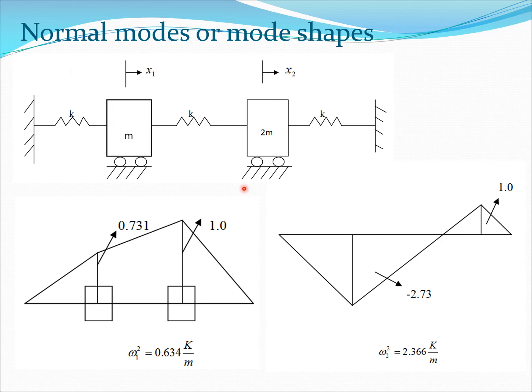So these are the two natural modes or normal modes or modes corresponding to the two natural frequencies, and these are often referred to as mode shapes. This particular shape is referred to as a mode shape because it essentially tells you the type of motion which this body is going to take depending on the frequency you are considering. So this motion corresponds to the first frequency 0.634 k by m. This motion corresponds to the second frequency 2.366 k by m.